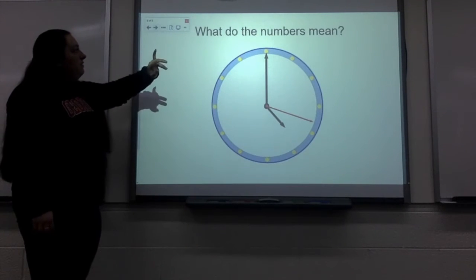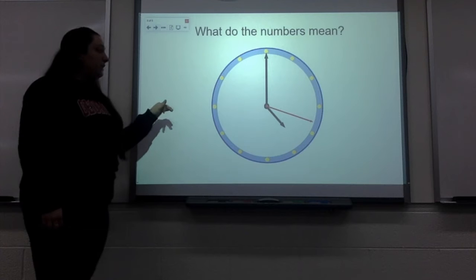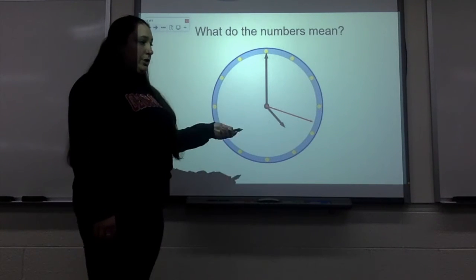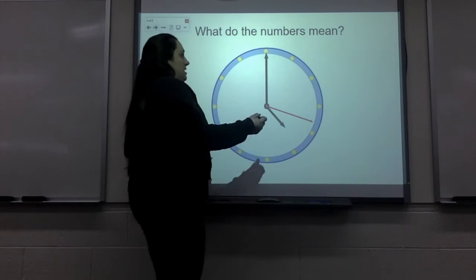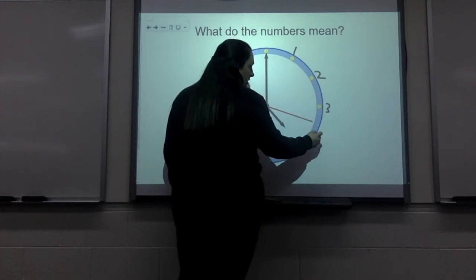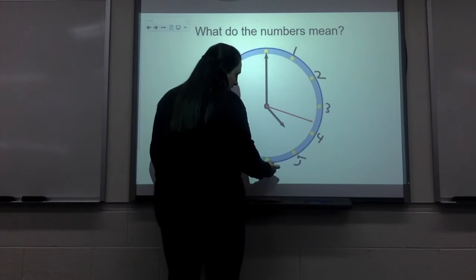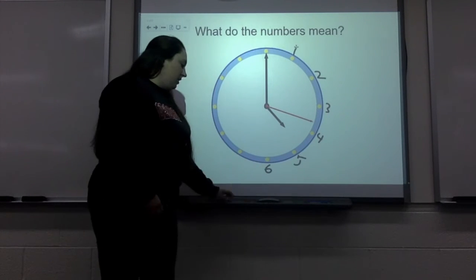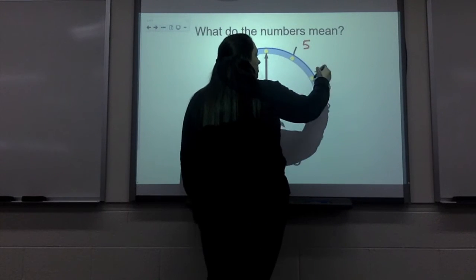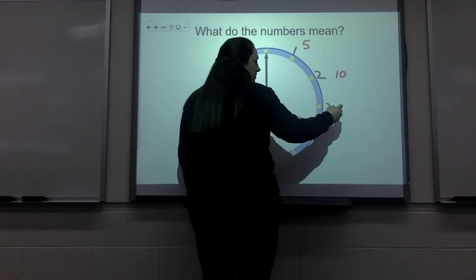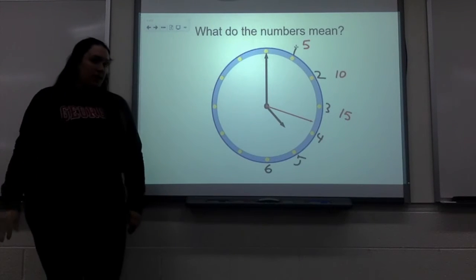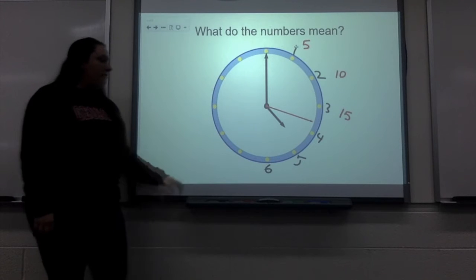So after we've gone over the parts of the clock, we're going to see this empty clock, and we're going to have to decide where the numbers go and talk about what the numbers mean. So we know that we have a 1, a 2, a 3, a 4, a 5, and a 6. And then we'll talk about what each of those mean, and that 1 means 5 minutes, 2 means 10 minutes, 3 means 15 minutes, and so on. So the kids will talk about how they know how to skip count and things like that.